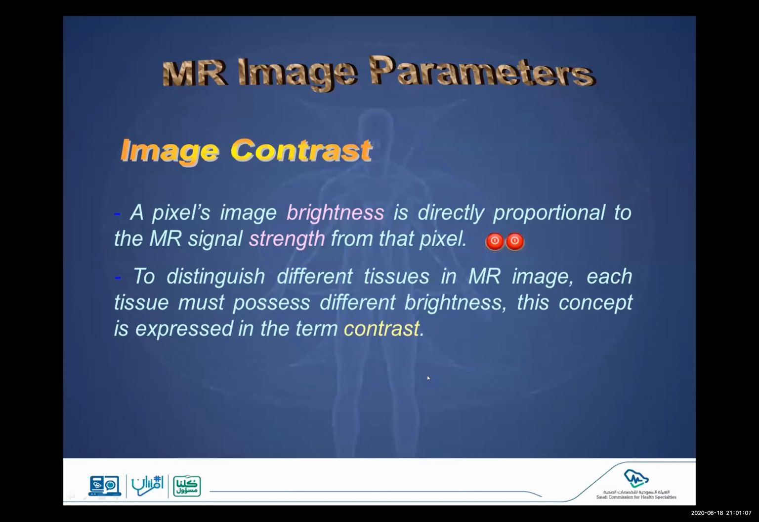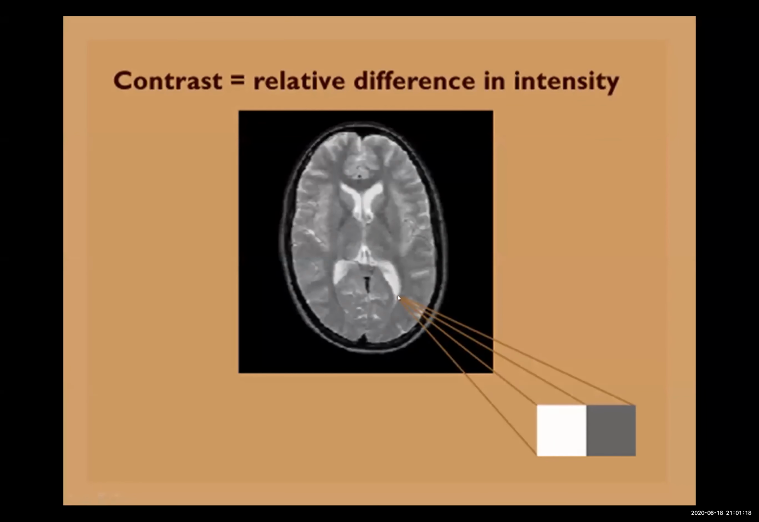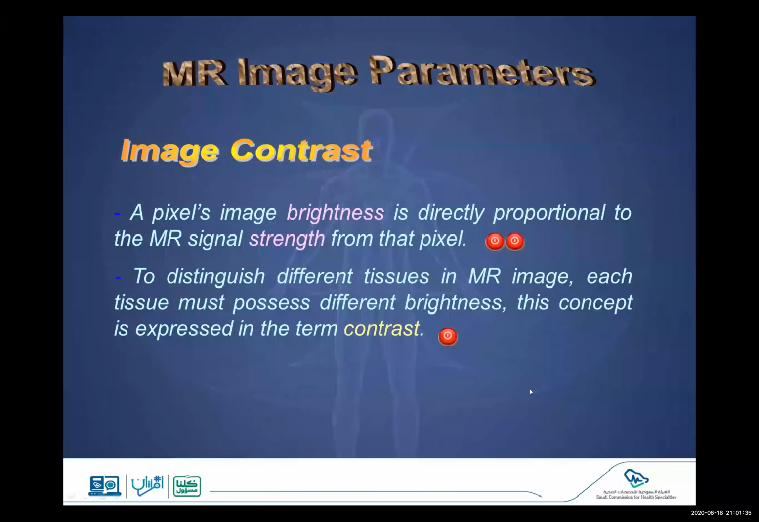To distinguish different tissues in MR images, each tissue must possess different brightness. This concept is expressed in the term contrast. As you can see, for example, the signal coming from the ventricle is bright compared to the surrounding gray matter, which is dark. Because the total signal strength from that part of the brain is very high, and that is translated to bright in the image.